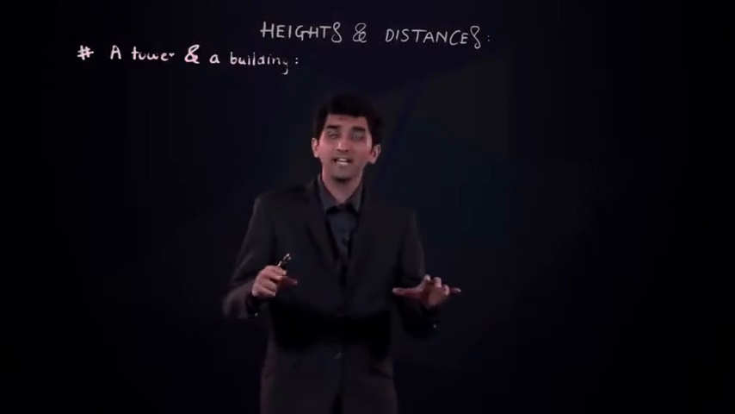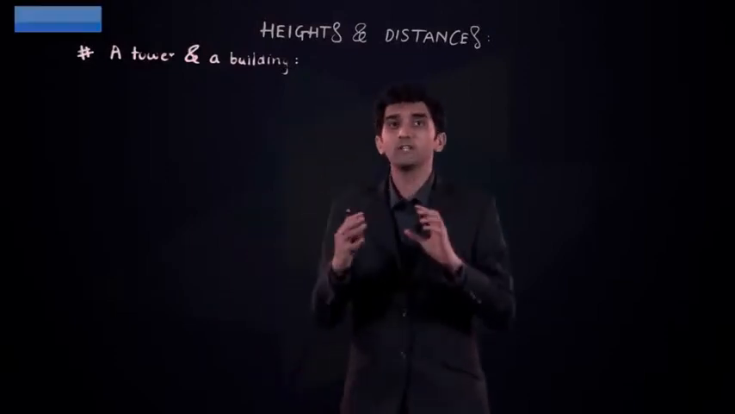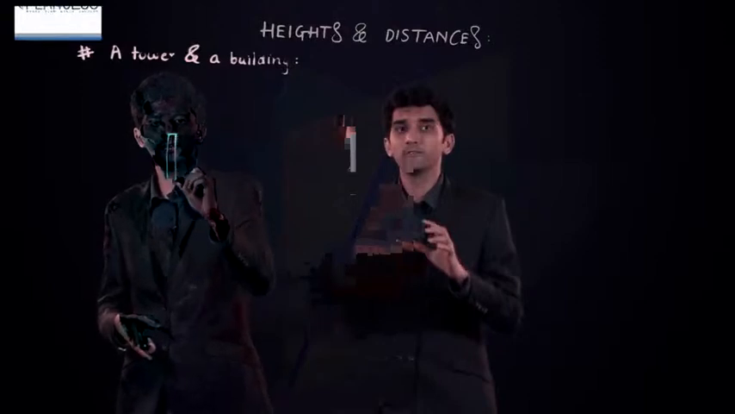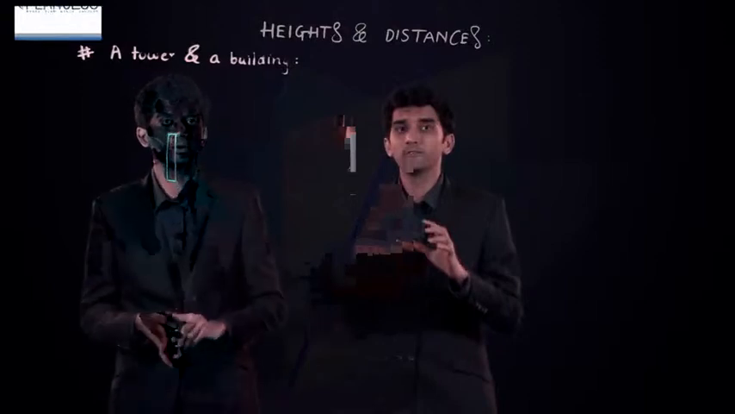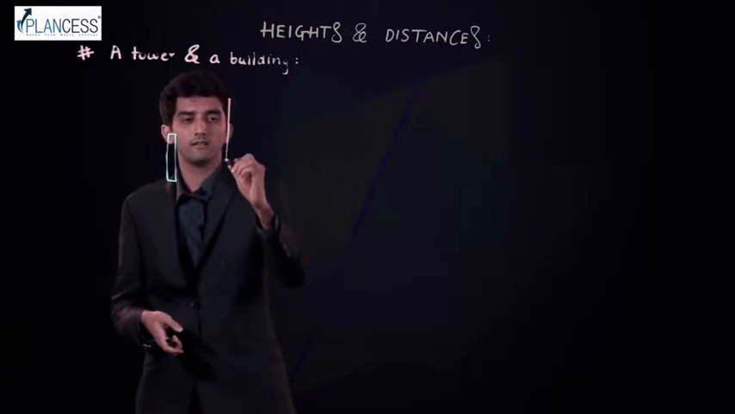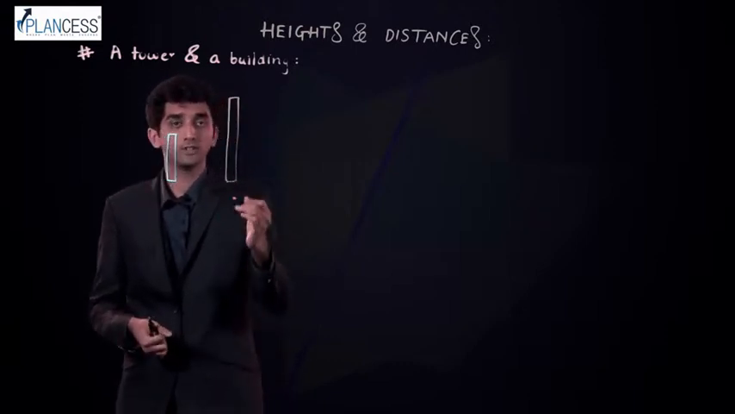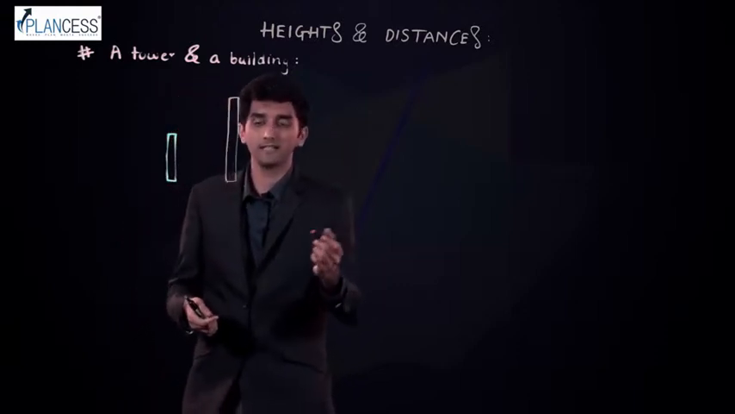Just to have the clarity that we are talking about two, understand. Here we have a building, the building is marked in blue, and we have a tower, which is again a building, just a building with a greater height, right?